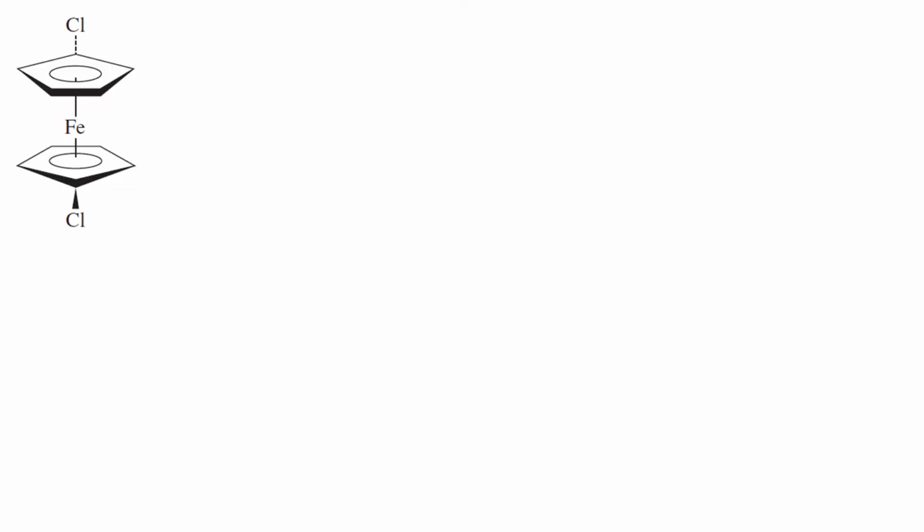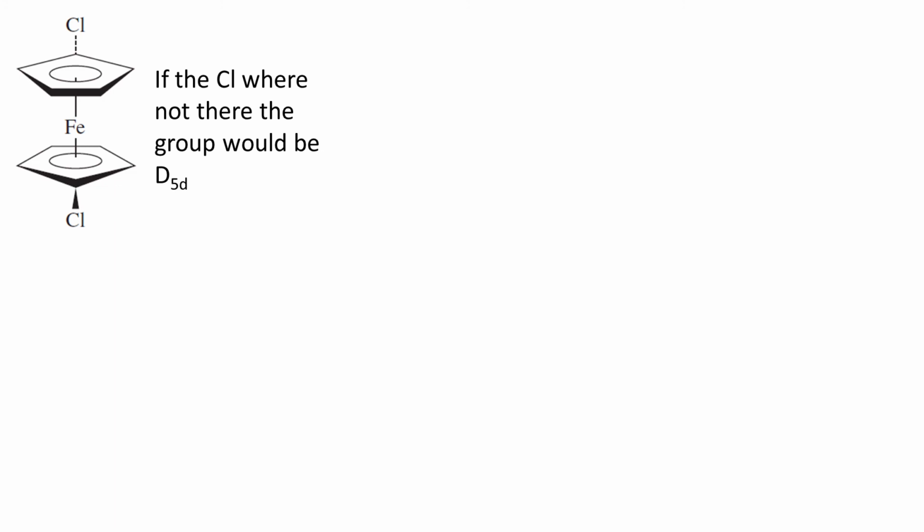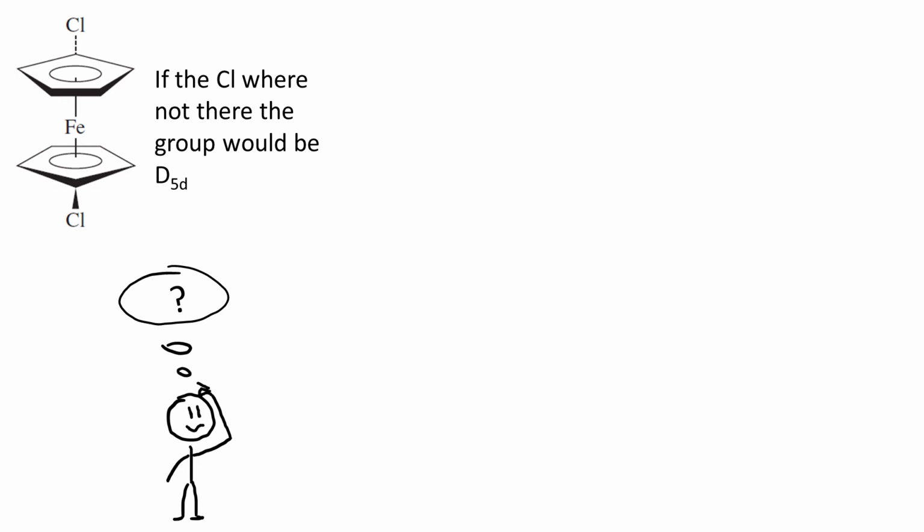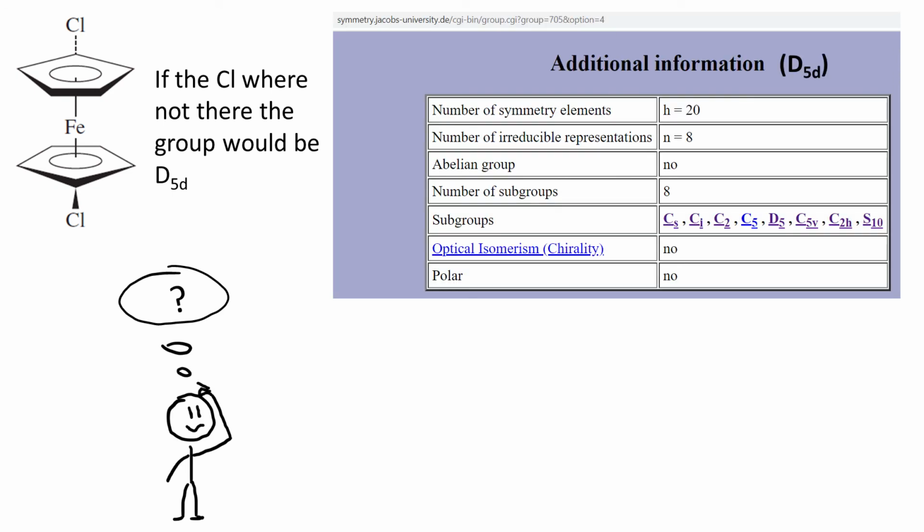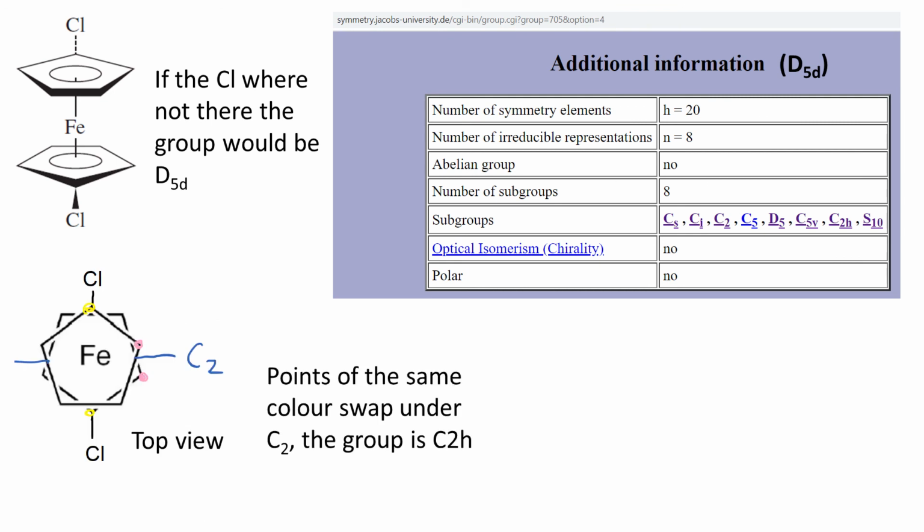Here we have staggered ferrocene with some chlorine substituents. If chlorines were not there, then the group would be just D5D. The presence of chlorines reduces the symmetry. So what group is it? To assign symmetry faster, you may go to the website, and below the character table there is a list of subgroups, and you can see that C2H is a subgroup of D5D, and indeed that is the group of the molecule that we are interested in.